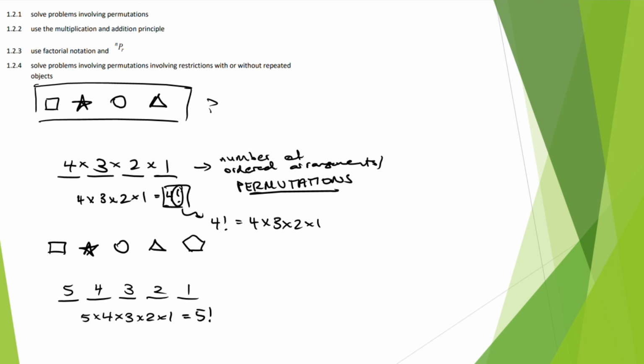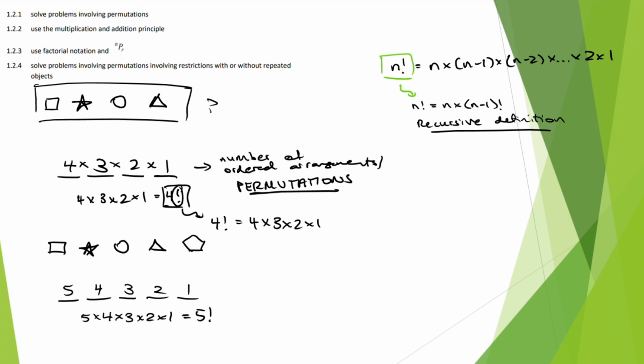So, factorial notation refers to n factorial being equal to n times n take 1 times n take 2, and so on and so forth until we get to 2 times 1. Now, an important property of factorial notation is that n factorial is going to be equal to n times n minus 1 factorial. And this is known as the recursive rule, or the recursive definition of factorials.